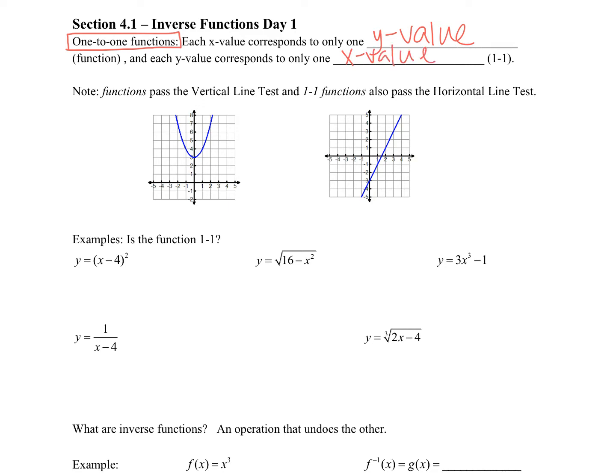So remember how for functions it was the x value that couldn't be repeated, but if the y value repeated, that was fine? Well, now to make it one-to-one, neither one can be repeated. So we have each x value corresponding to only one y value. That's what makes it a function, period, which we already learned a long time ago. And now we can make it even more specific. If each y value corresponds to only one x value, that's what makes it called one-to-one. So one-to-one is a new vocab word. So if you remember, functions pass the vertical line test, but one-to-one functions also pass the horizontal line test.